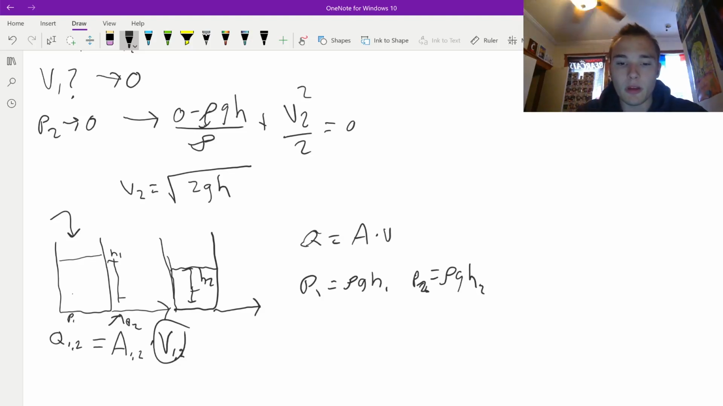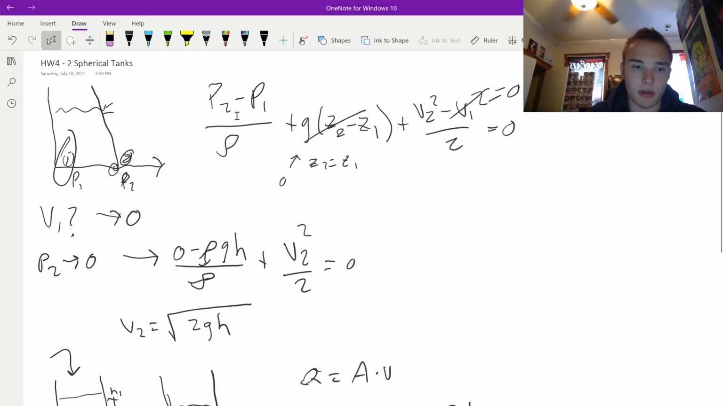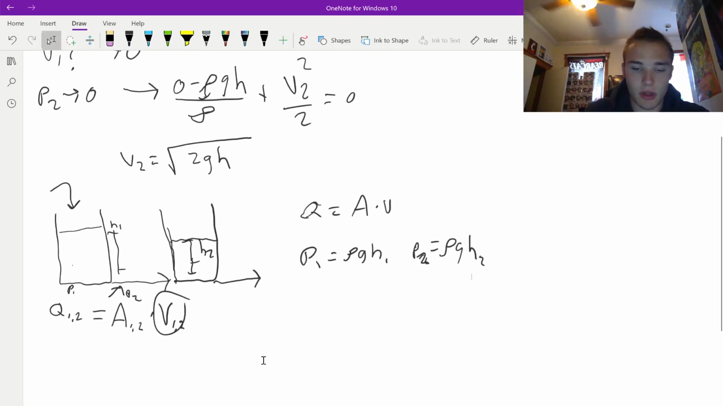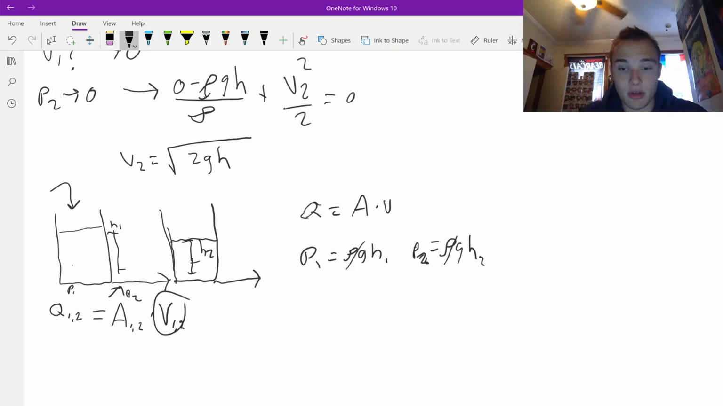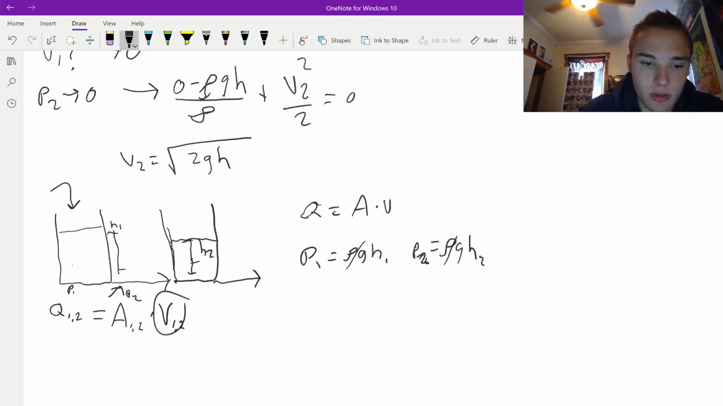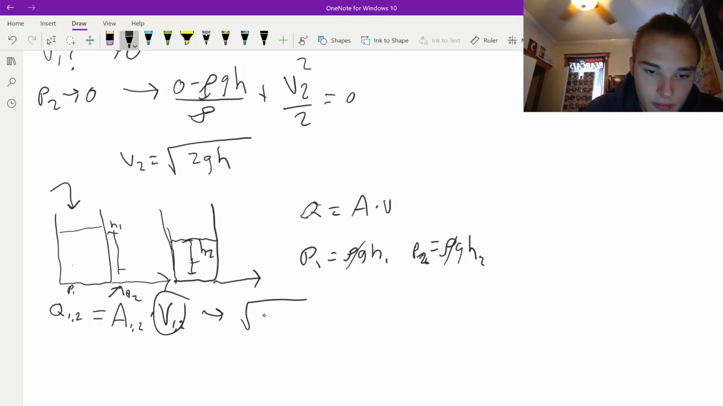So when you set up these two equations, you have P1 minus P2, or P2 minus P1, sorry, and we can see the pressure difference is basically dependent on the change in height, because the rho and the g will cancel. So we say the pressure difference is based off the change in height between the two tanks. So we can say our V from tank 1 to tank 2 will be equal to the square root of 2g, and then H1 minus H2.